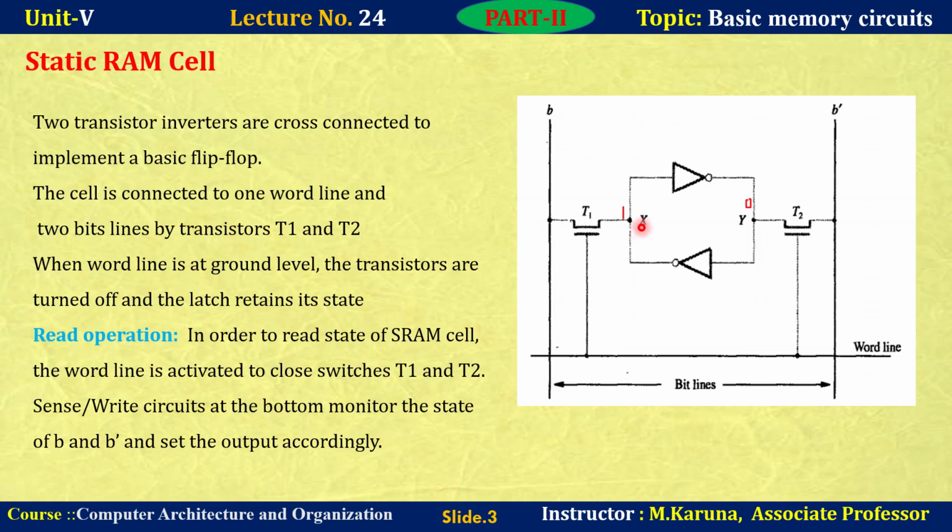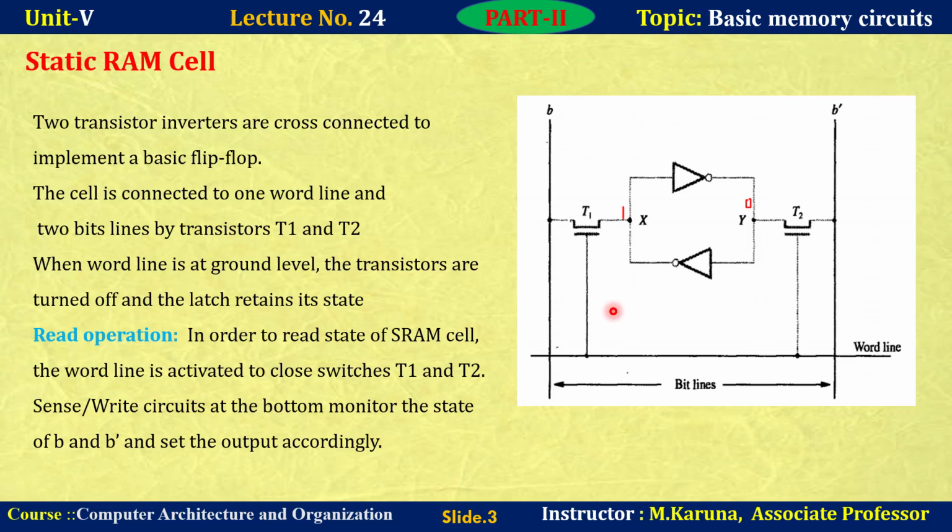Suppose the processor wants to get the bit 1 from this cell, then this bit will be transferred to the processor through the B line. Suppose the processor wants to get the 0, then this 0 bit will be transferred to the processor through B dash. These two transistors are on when the word line is active. Let us see the read operation.